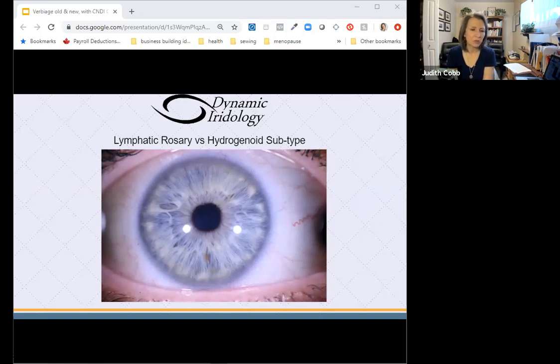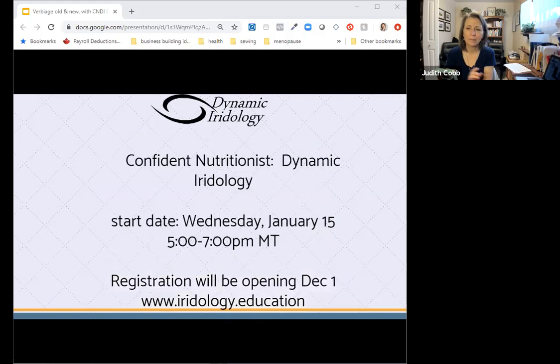When we see the hydrogenoid subtype, it teaches us that the lymphatic system may be inherently predisposed to being sluggish, and more importantly, that surface circulation may also be prone to being sluggish. So that's more information than just the lymphatic system. So that is our little trip into old versus new language, and hopefully that will help you, if you're practicing the old language, to bring it up to date.